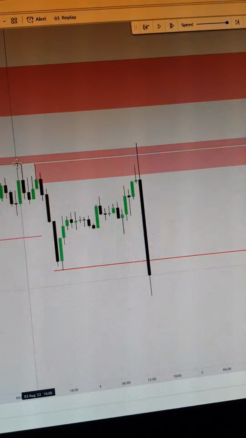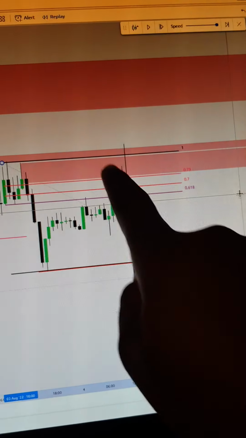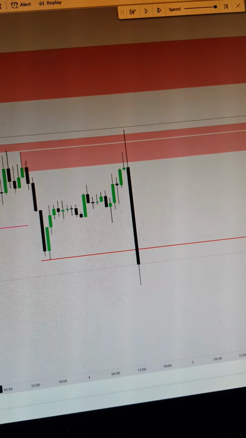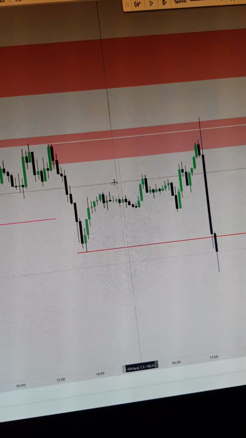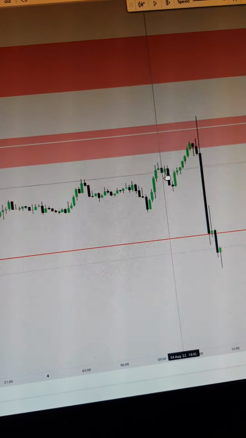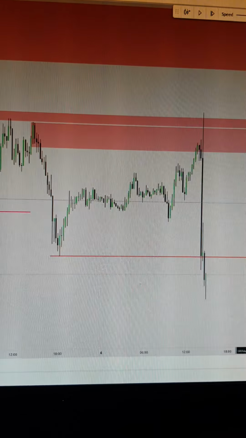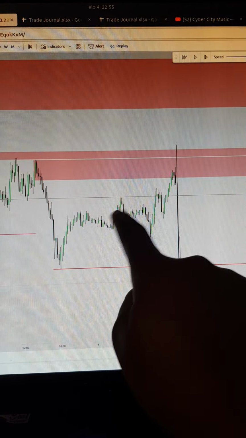to this area. That price goes into my zone. Okay, M30. Let me go to M15. All right, right here. So price clears these highs.